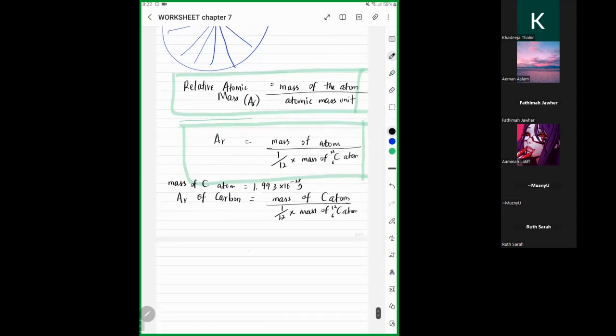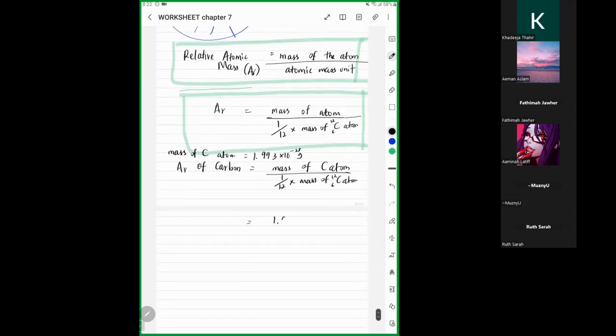So what am I going to do? I'll put 1.993 into 10 to the power minus 23 gram divided by 1/12 into 1.993, because it's also carbon. So gram and gram get cut. This whole thing also gets cut. So you get the answer as 12.0.